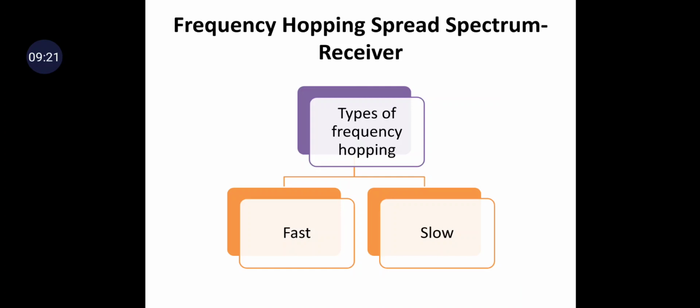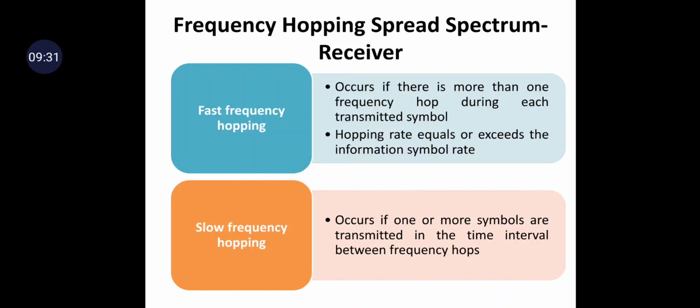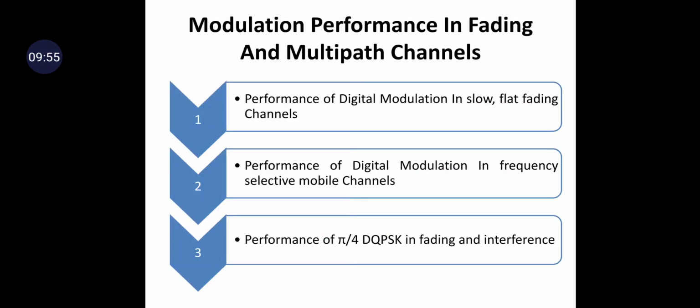So in frequency hopping spread spectrum, we have two types of frequency hopping. One is fast frequency hopping and another one is slow frequency hopping. Fast frequency hopping occurs if there is more than one frequency hop during each transmitted symbol. So the hopping rate equals or exceeds the information symbol rate. Let's see the second one, slow frequency hopping. It occurs if one or more symbols are transmitted in the time interval between frequency hops.